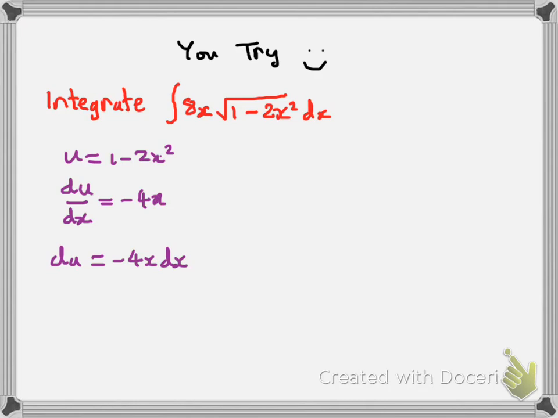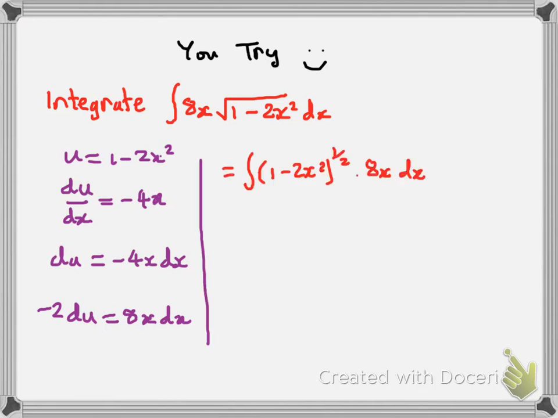But you can see what you have in there is 8x dx, right? So you would have to adjust this a little bit. If I multiply both sides by negative 2, I would have exactly 8x dx. So negative 2 du is 8x dx. So I will replace 8x dx with negative 2 du in the integral that I have.